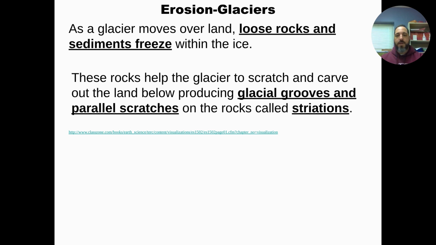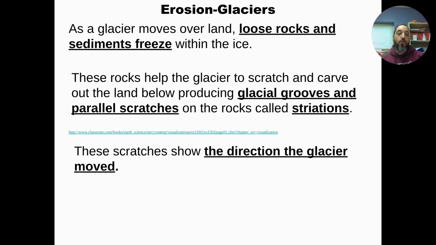All right, let's talk about glaciers. So, as a glacier moves over land, loose rocks and sediments freeze within the ice. These rocks help the glacier to scratch and carve out the land below, producing glacial grooves and parallel scratches on the rocks called striations. These scratches show the direction of the glacier movement, right?